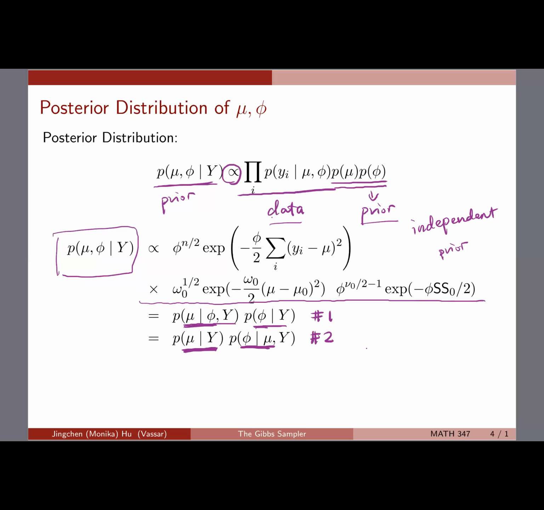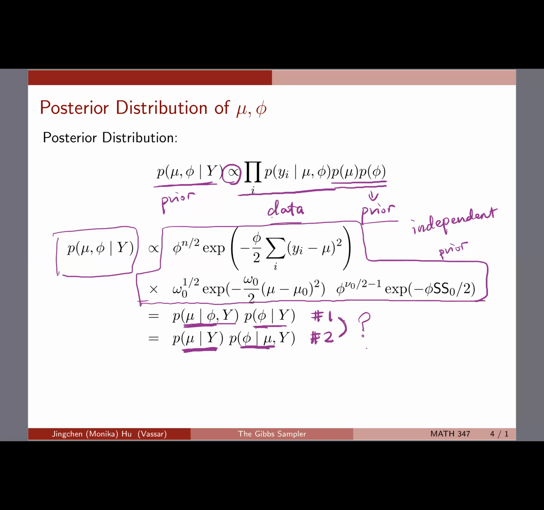So now we're faced with the task: I know what the joint is, but how am I supposed to sample from it? We know that this is the entire joint. Does one of these ways give me a feasible way to sample from the joint?